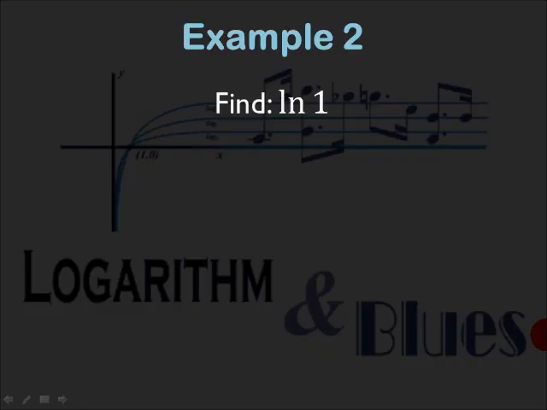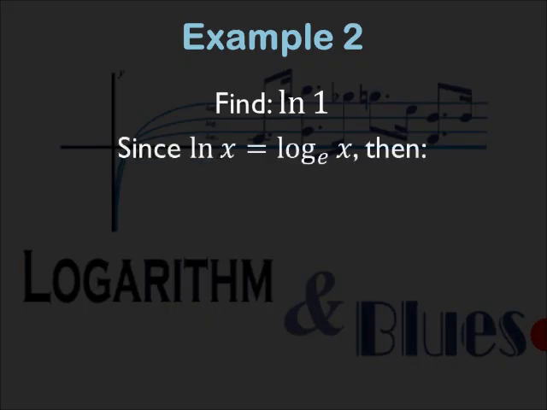Find the natural log of 1. Let's see if you can do this one on your own. Alright, the natural log of x is the natural log base e of x. So natural log of 1 is equal to the log base e of 1. Which means e to what power equals 1? Any number to what power equals 1, the answer, of course, is 0.